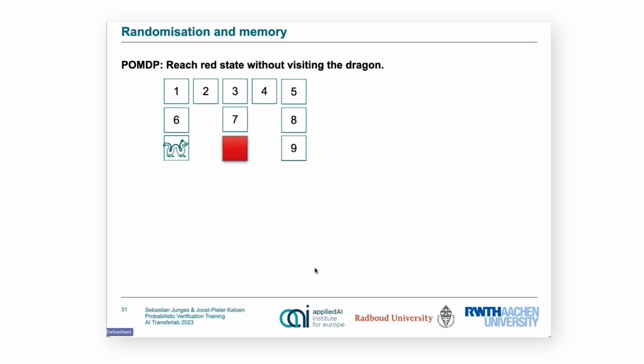So here is a POMDP. The word has been mentioned a couple of times. The idea is that we have an MDP where we want to reach the red state without ever visiting the dragon. And in every cell, think about this as a grid world, you can go in either of the 4 cardinal directions. This is a very simple question to ask, right? If you're in state 6, you go up, and then you go right, you go down, you're done.